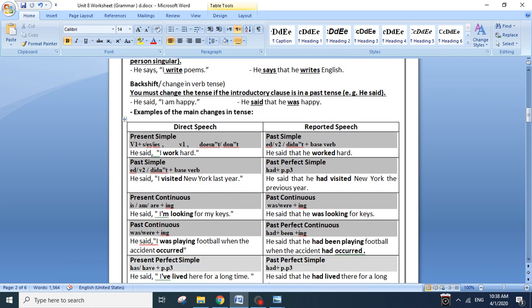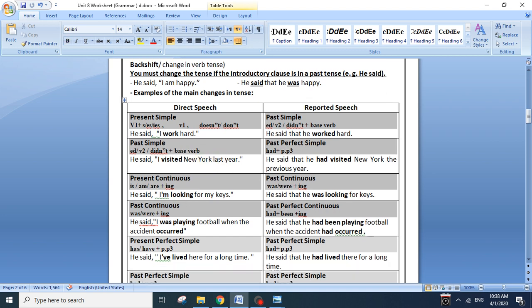Next one, past simple. He said, "I visited New York last year." Remove the quotation mark, change the pronoun into he, change last year into previous year, add that. He said that he had visited New York the previous year.